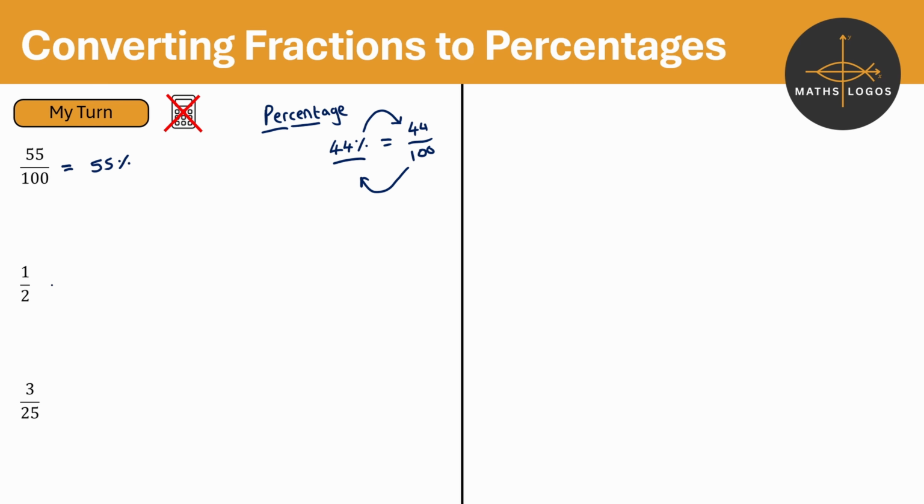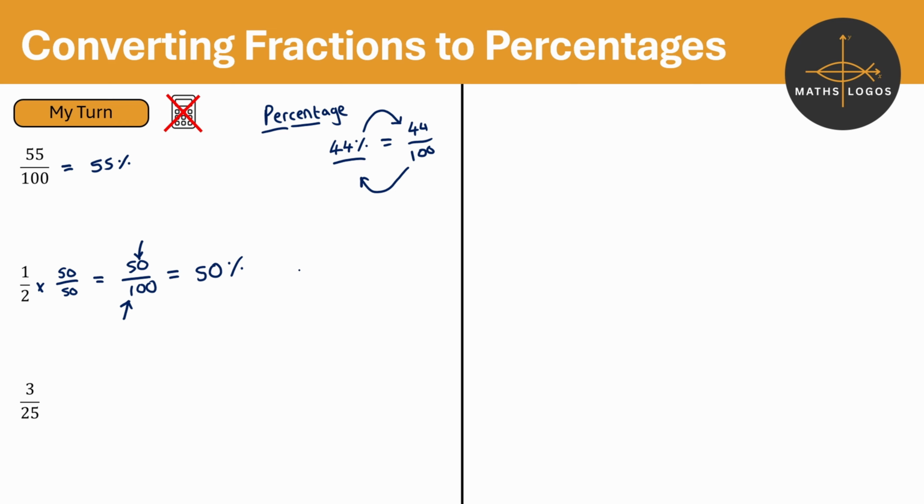But we won't always be given a fraction that has a denominator of 100. So for example, here we have a half, and what we can do is turn that into a fraction out of 100. So I'll multiply by 50 on the denominator and 50 on the numerator. 1 multiplied by 50 is 50, 2 multiplied by 50 is 100, and that gives me an equivalent fraction where the denominator is 100, and so I can write that down as 50%. So when we have a fraction and the denominator is 100, the numerator is my percentage.